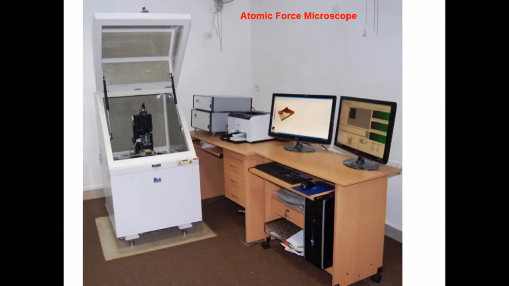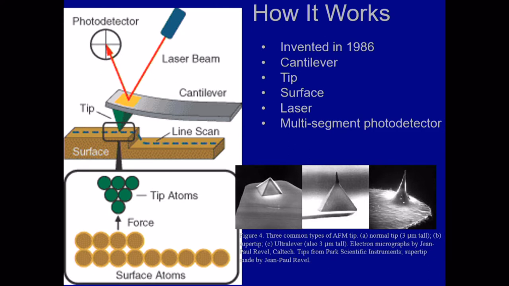I need to go. This is the AFM which we have, from Korean make, XE7. You may know, unlike electron imaging in SEM or TEM, here a cantilever tip moves on the surface with a force. You try to see the topography of the surface, right? So this is the principle involved. The tip is made of either silicon or titanium or tungsten. You move over the surface with a force and see the surface.